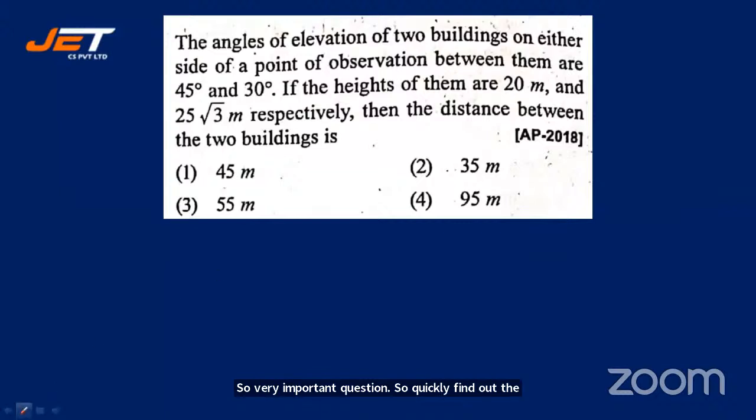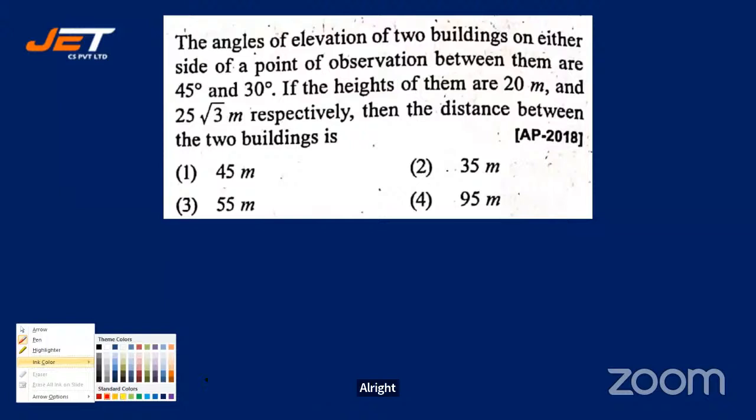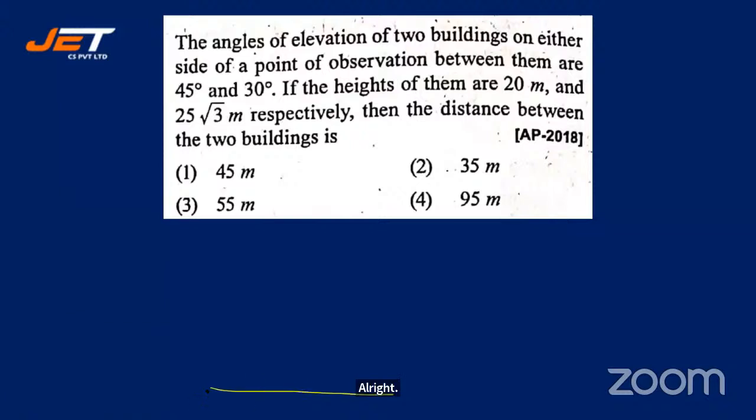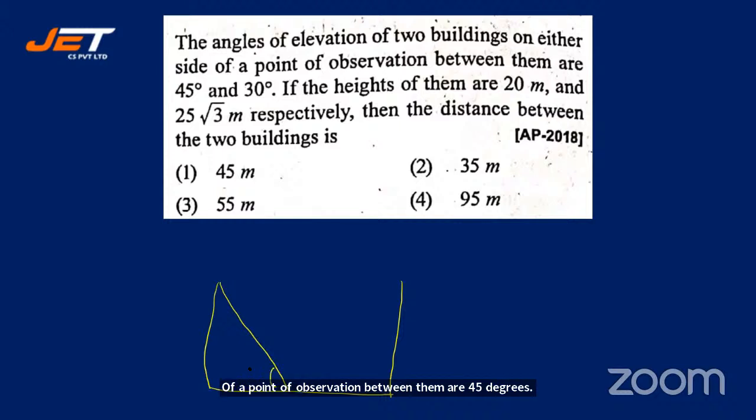By then, let me draw the diagram for you so that it will be easy. Let me use yellow. See here, this is the base. The angle of elevation of two buildings. So you have one building here and one building here. On either side means opposite sides of a point of observation between them. It is 45 degrees from there to here, and 30 degrees from here to here.